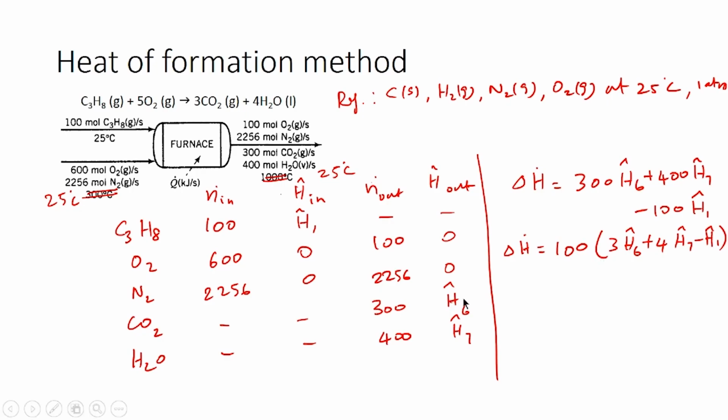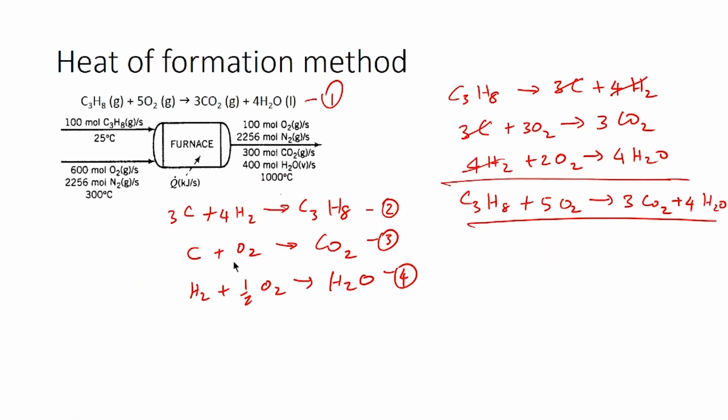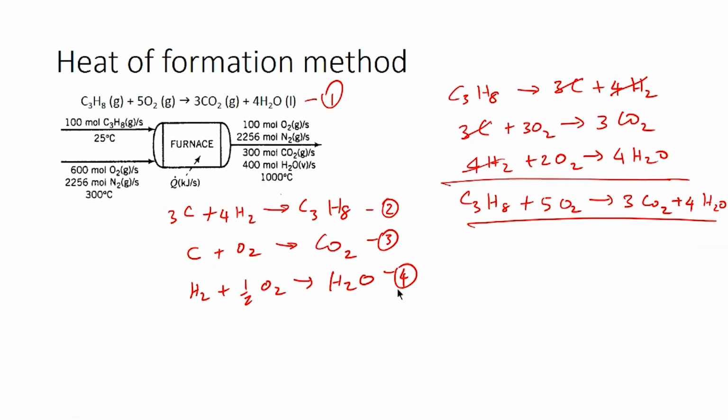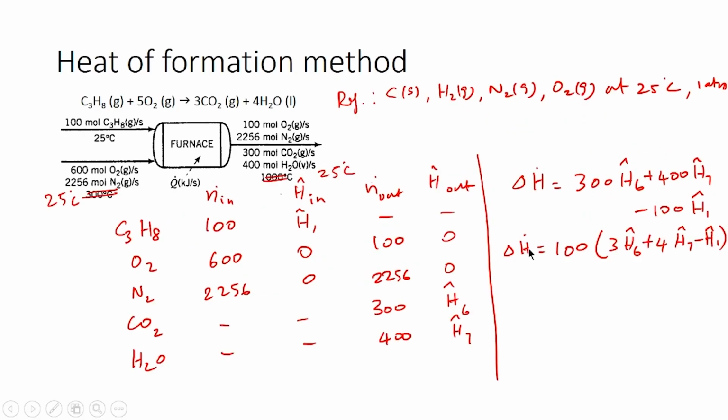What is H6 cap? It is nothing but carbon dioxide being formed from carbon and oxygen. So, which was reaction 3. So, carbon plus oxygen forms carbon dioxide. Now, that is being multiplied by 3, and the reaction where water is formed from hydrogen and oxygen is multiplied by 4, which is reaction 4, which is exactly the operations which we did.